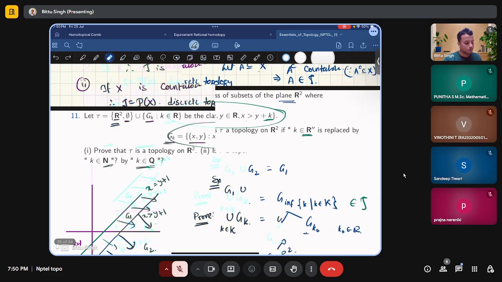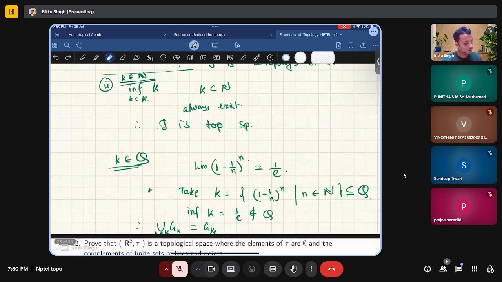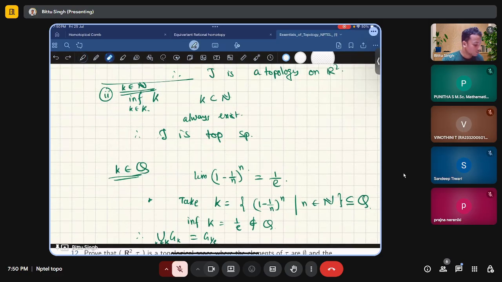So is it clear that the union of this does not belong to tau in this case?